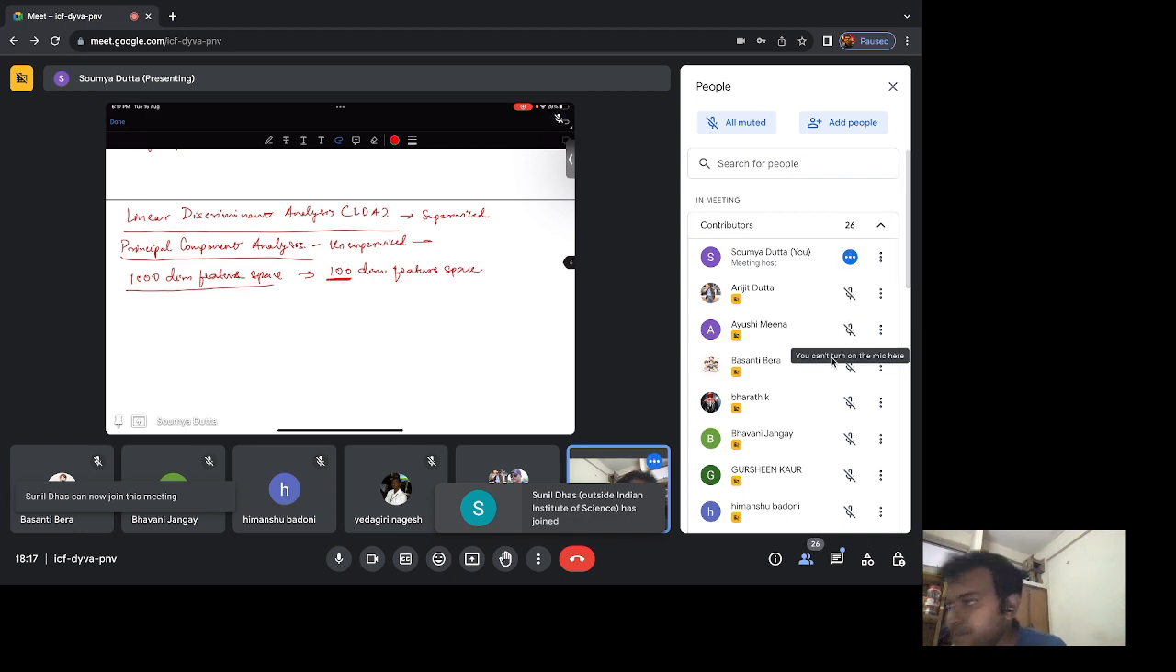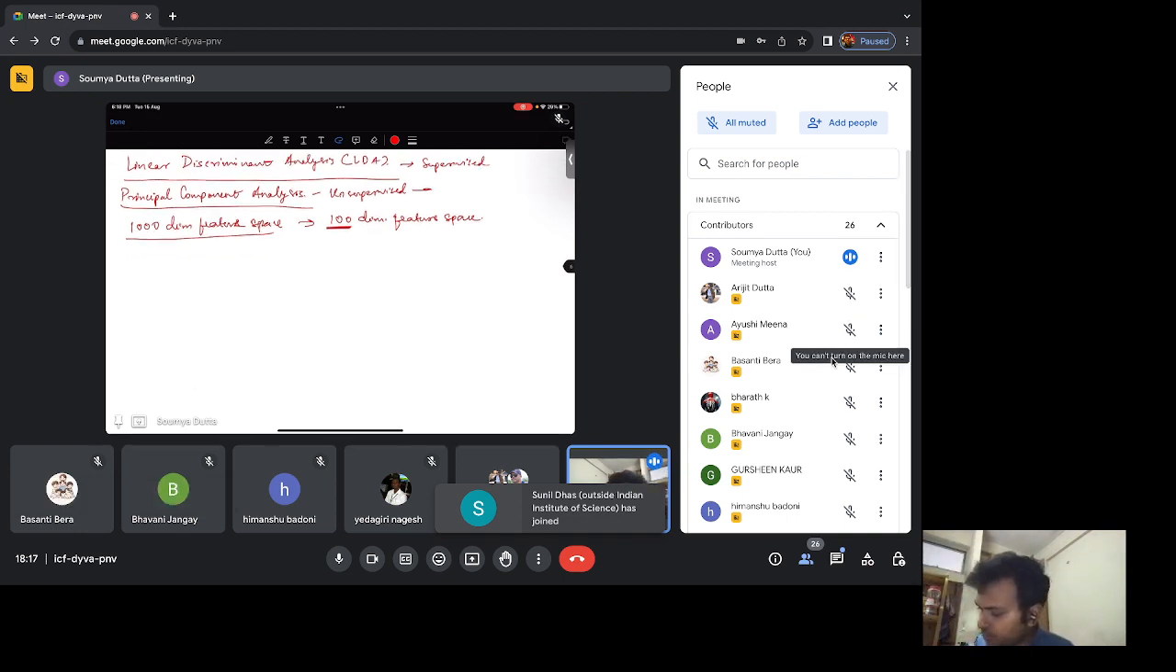So let me go through the problem setup once, and then I'll give a diagram about what LDA basically means. First thing is, I will be talking about 2 class LDA.